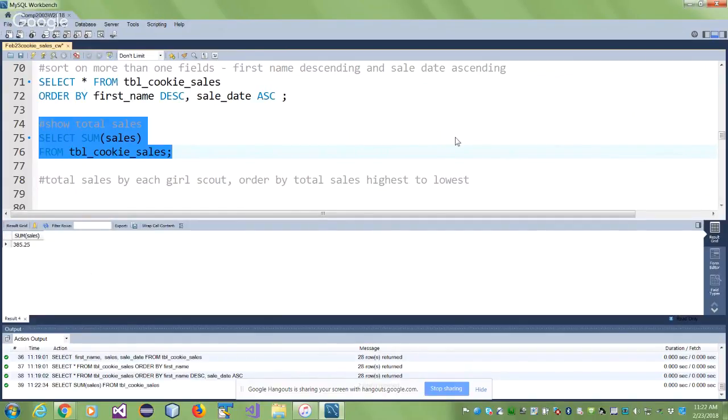385.25, so 25 cents, and it has summed up all the sales value. But do you look at the heading of this column? Doesn't make any sense to me. Some sales, it's just the function you used. So our aim would be to give it a name. Yes, Brandon? Exactly. So our aim would be to give it a proper name.